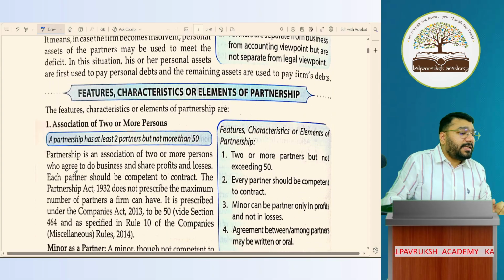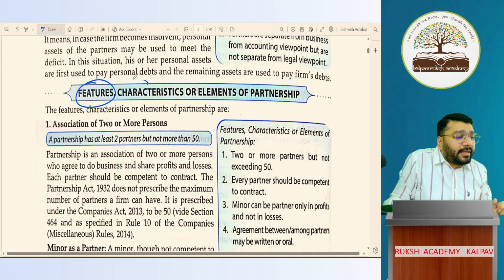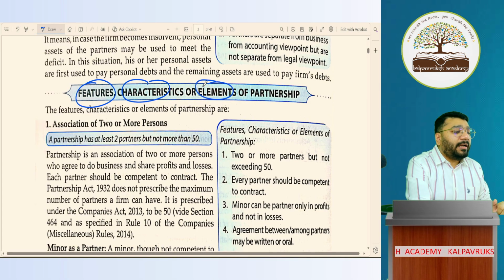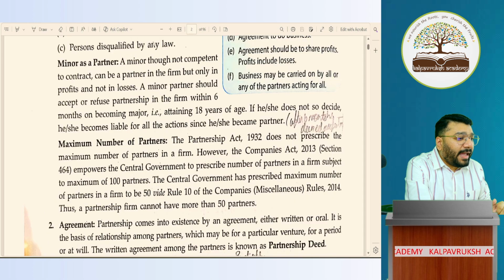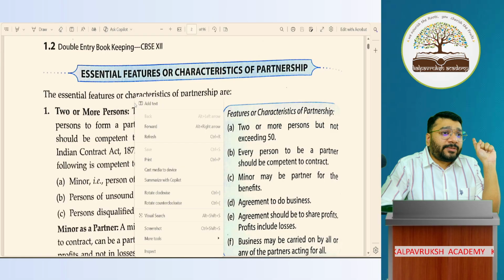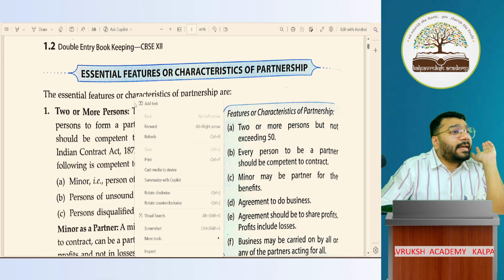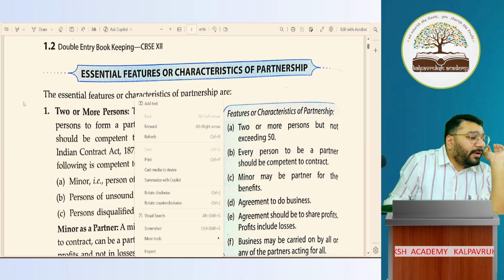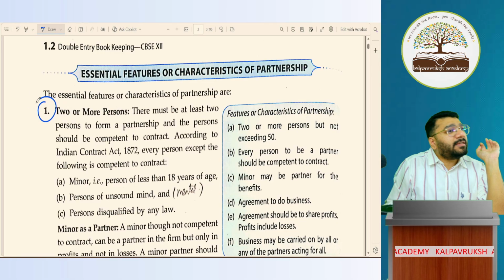Then what did we learn? Then we discussed the features or characteristics or elements of partnership. In that, I told you, I referred to this point from the previous year textbook because one point they missed capturing in the current year textbook. So I took this entire point from the previous year textbook. So can I continue from there itself, this one point alone?